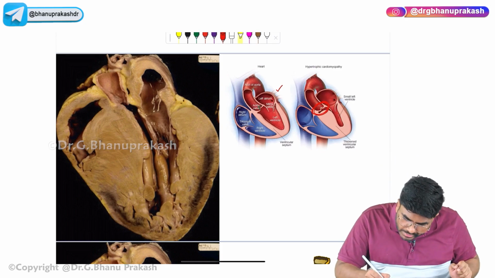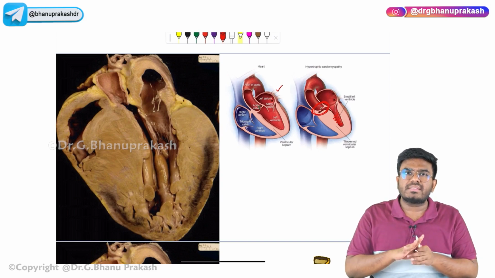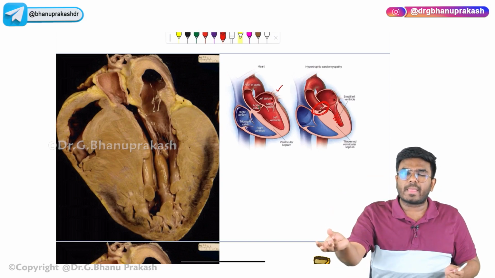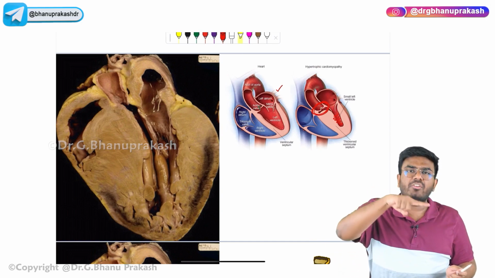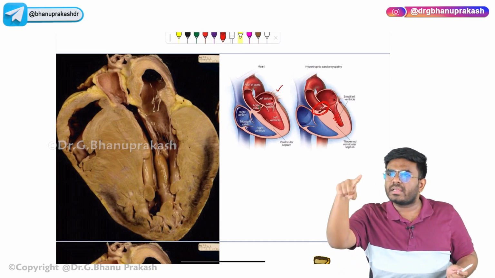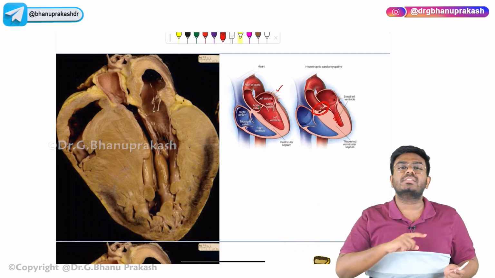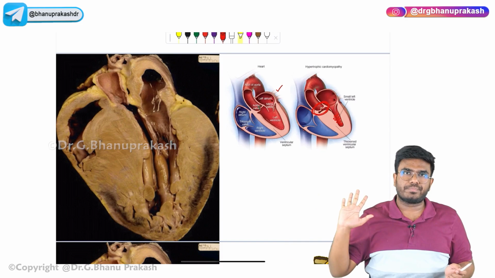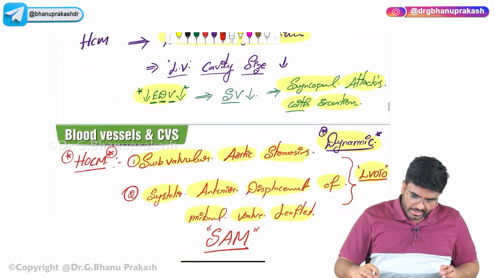Initially, there will be more blood in the left ventricle. When more blood is going out through the aorta with more speed and more pressure, the intensity of the murmur increases. Later, the intensity of the murmur decreases. So, an increase in the intensity followed by a decrease in the intensity is called a crescendo-decrescendo murmur. Okay, done. So, a crescendo-decrescendo murmur is going to be seen.